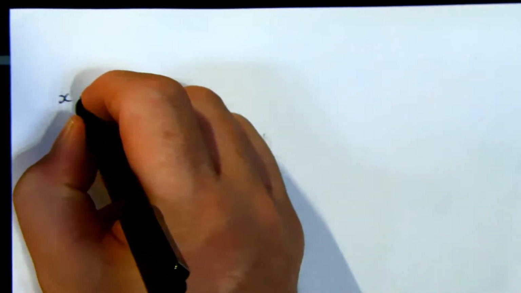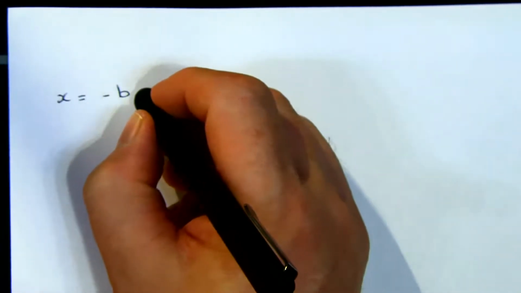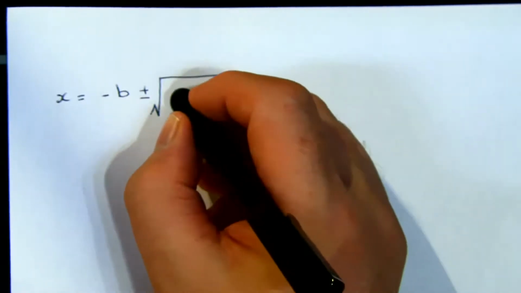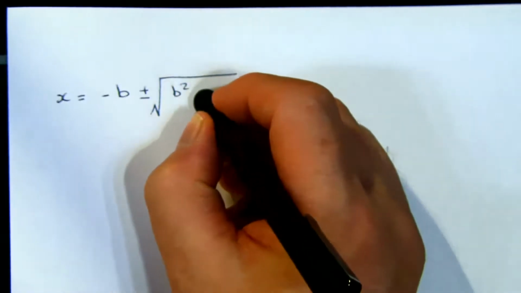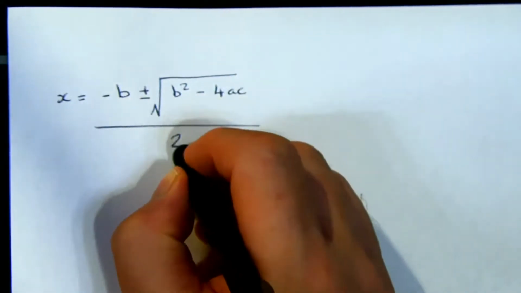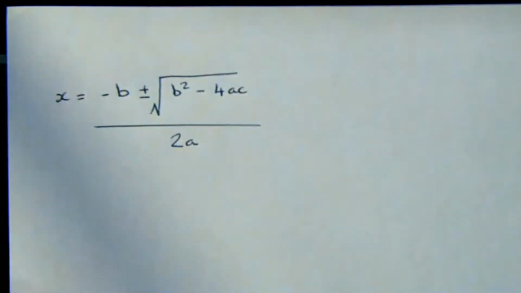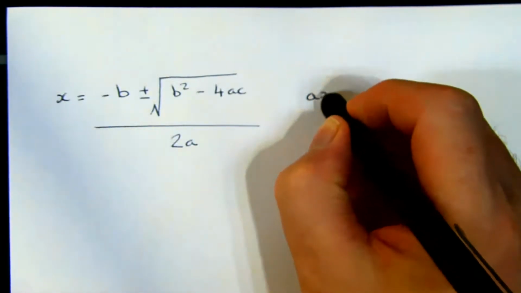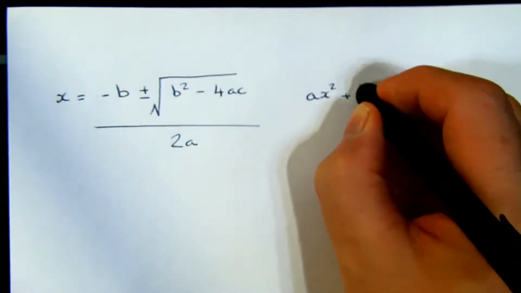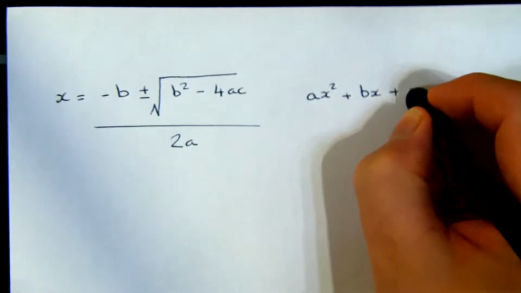My formula is one that's memorized from deep in my history. x equals minus b plus or minus the square root of b squared minus 4ac, all divided by 2a. And we remember our quadratic is in the form ax squared plus bx plus c.